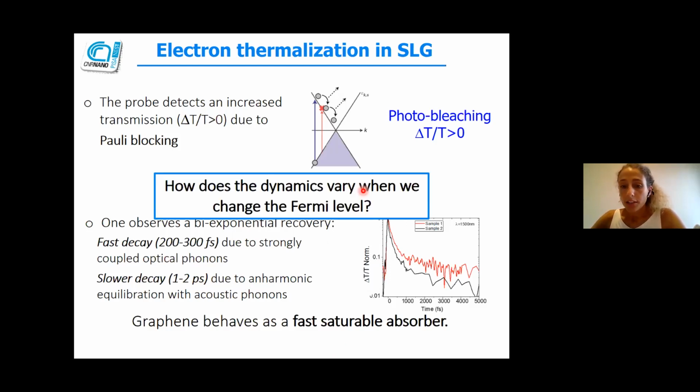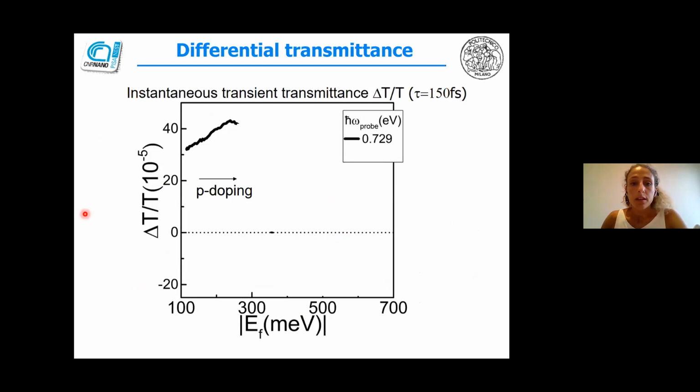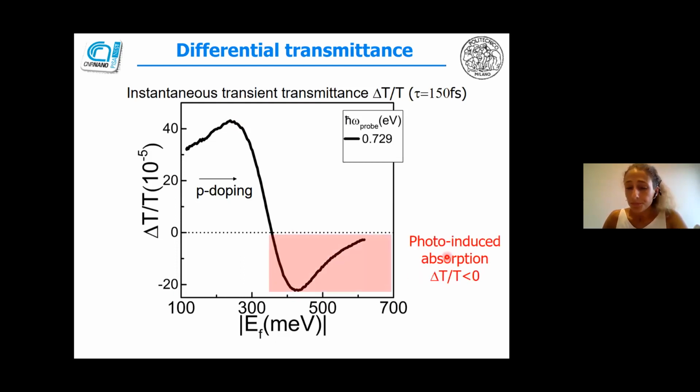But what is changing if we tune the Fermi level? So we measure the transient transmittivity, which is here plotted at a fixed time delay, and we see a photobleaching signal. Interestingly, as we increase the doping, we see that the photobleaching signal is increasing. But for further carrier injection, we see a dramatic change of the signal and eventually a change of sign, which becomes a photoinduced absorption. This means that in the photoexcited case, graphene becomes more absorptive than in the equilibrium.